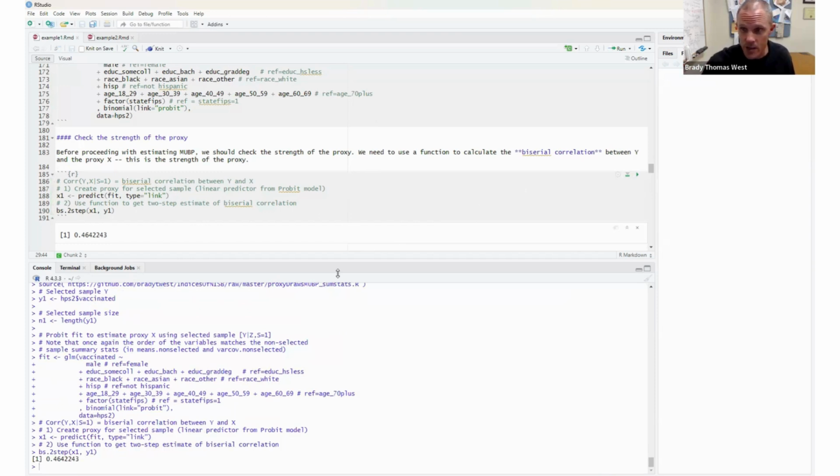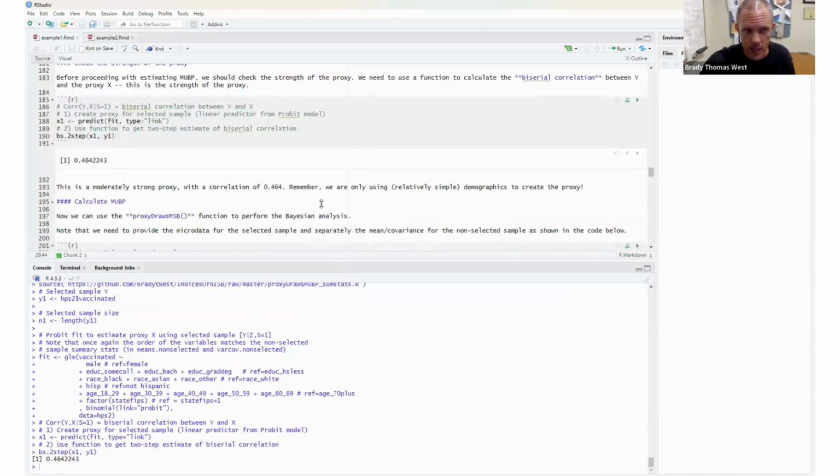We see that the bias-area correlation is about 0.464. So it's a moderate correlation. Maybe not as high as we would have liked, but still relatively moderate, suggesting that that proxy has some reasonable strength as an indicator of this variable of interest.